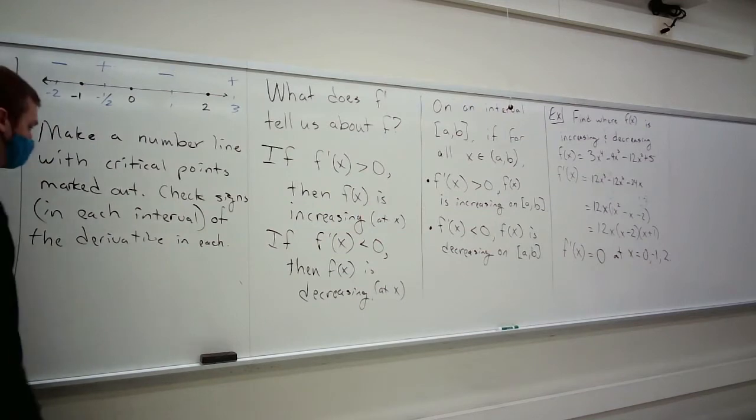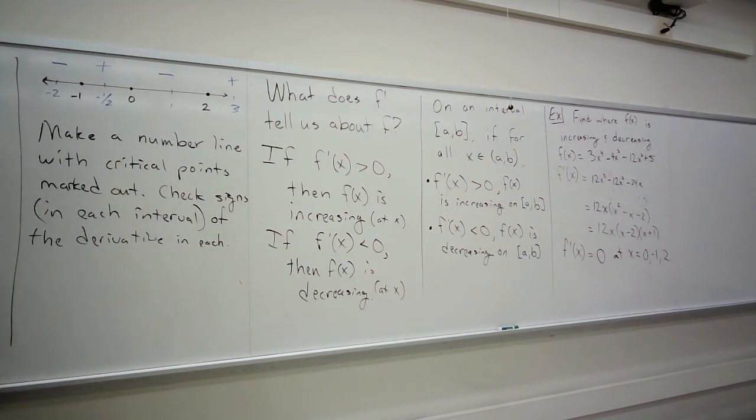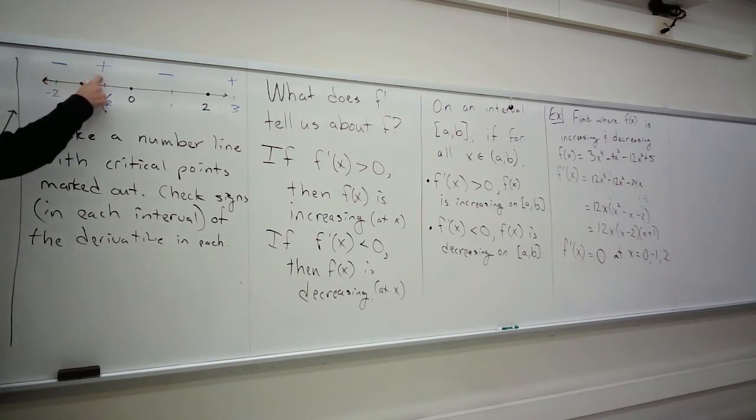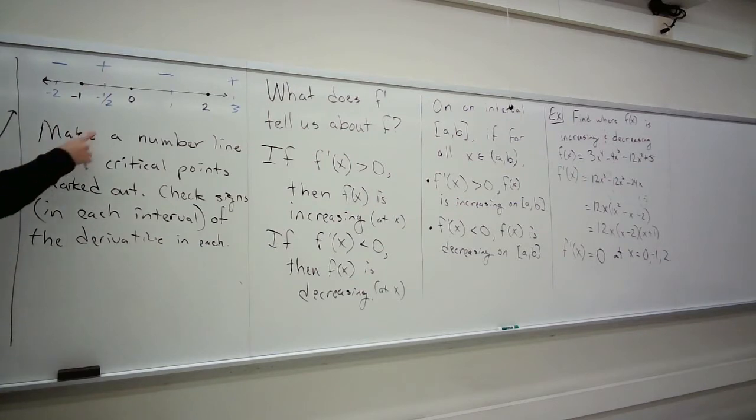So if I had to give you a really rough sketch of the function, at this point I could actually do it. A function comes down, levels off, goes up, levels off, comes down, levels off, and goes back up. Roughly. I don't exactly know how high these troughs and crests are, but I know our function is coming down, stops coming down and starts going back up, stops going up and starts coming back down, stops going down and starts going back up.